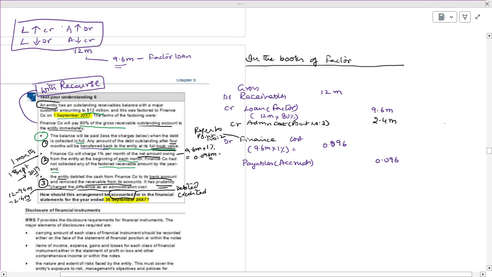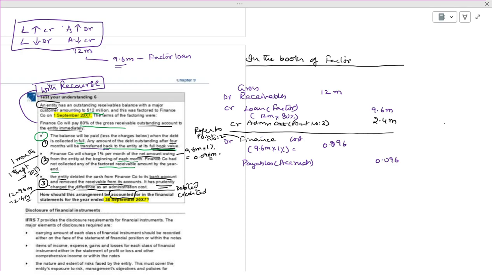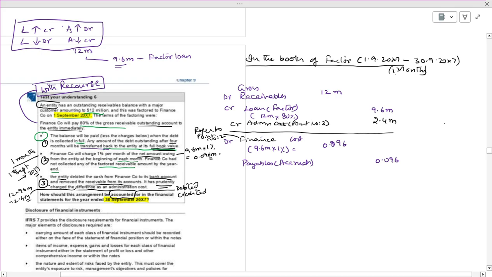See the things. Divide it into two different parts. They have 12 million receivables. Against the 12 million, how much are they getting? They are getting 9.6. 2.4 also they will get back, but subject to a condition, after 4 months. We are not preparing for 4 months. We are preparing from 1st September 2007 to 30th September 2007. We are preparing only for 1 month.